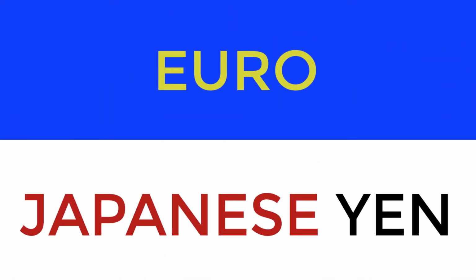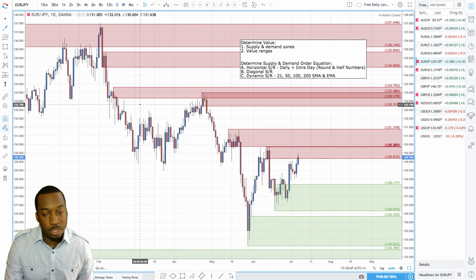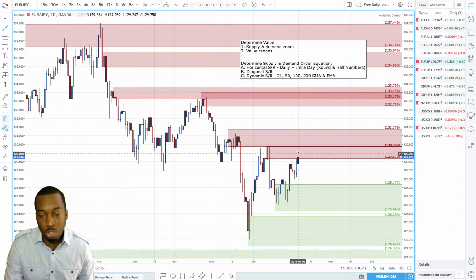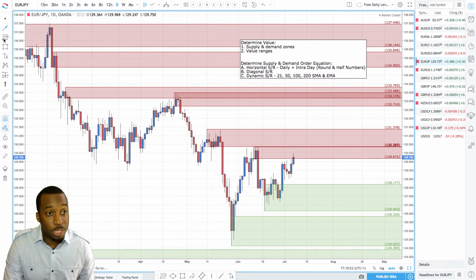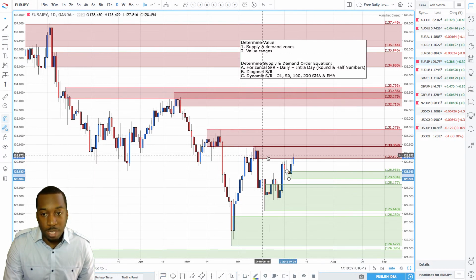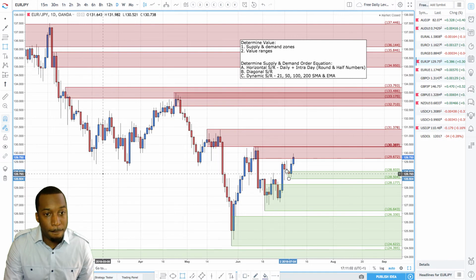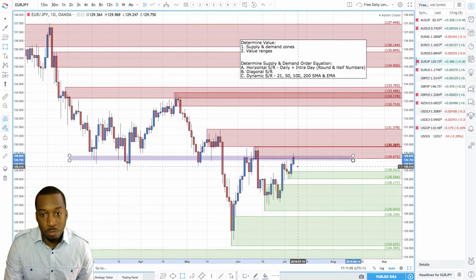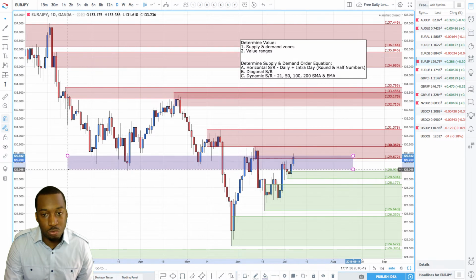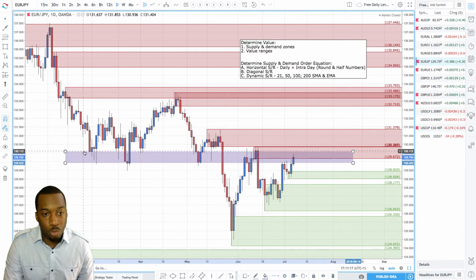Going on to the euro yen, I do like this as a short simply because of the risk off sentiment, right there. Waiting for the right kind of price action. We do have an area of support and resistance. It's quite a wide area, to be fair. You can see maybe a bit of a spike there. So you've got support, resistance, right, into this supply zone.